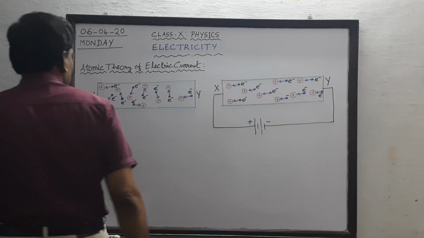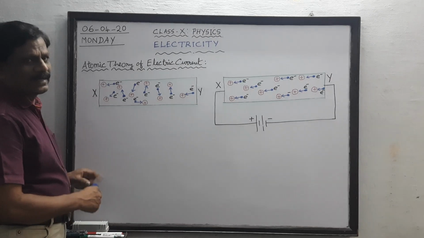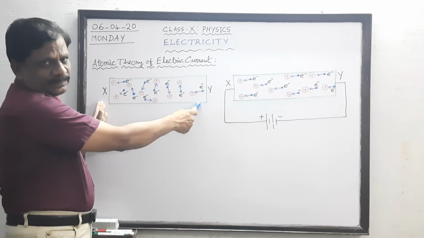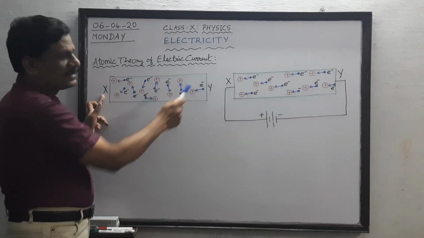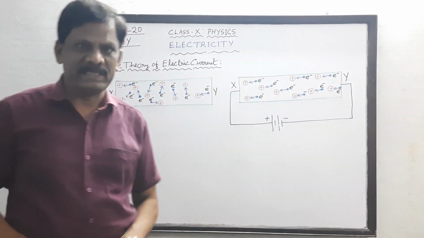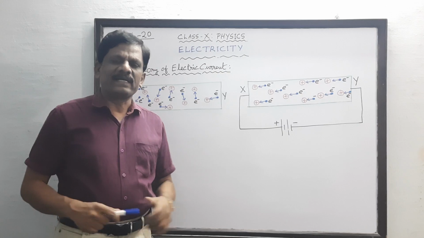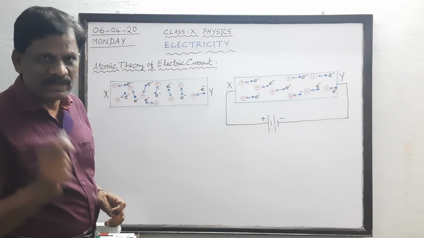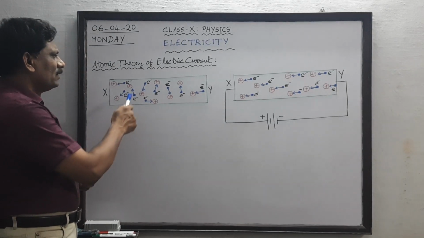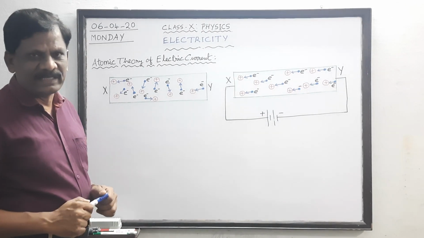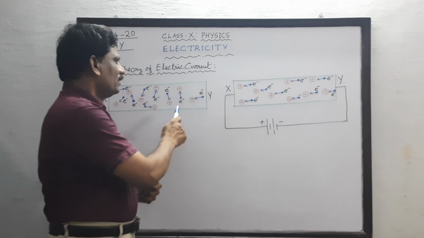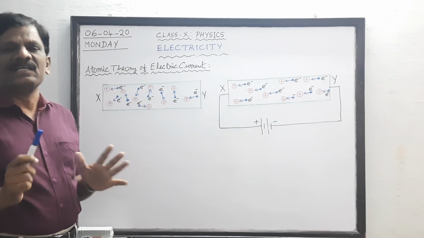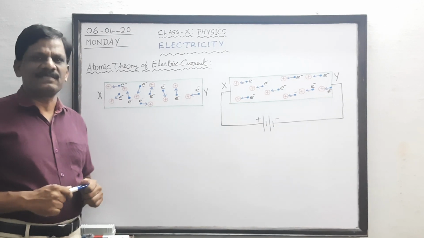Well, now let us consider this is a portion of a copper wire. XY is a portion of the copper wire. Is copper a conductor or insulator? Yes, good. It is a very good conductor. So it will allow the flow of electric charges. Yesterday I taught you conventional current means the flow of positive charges.